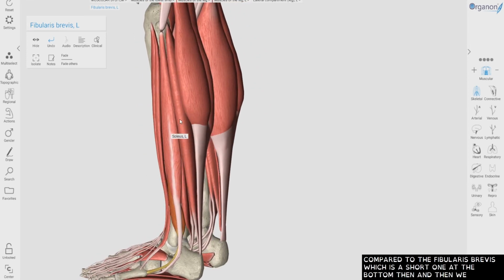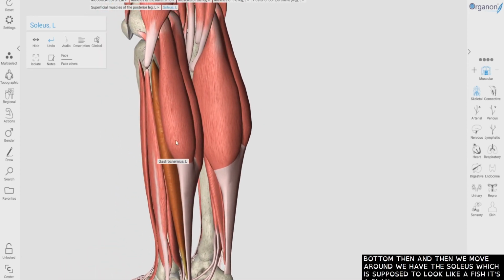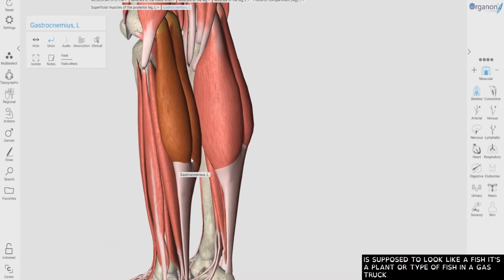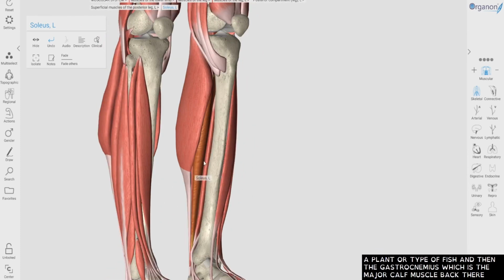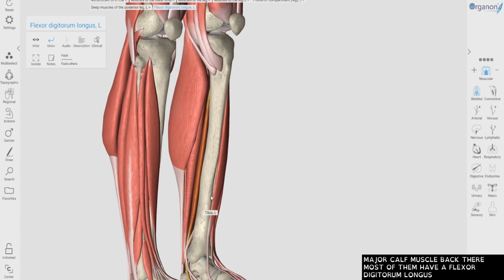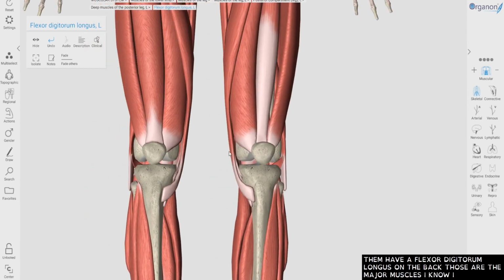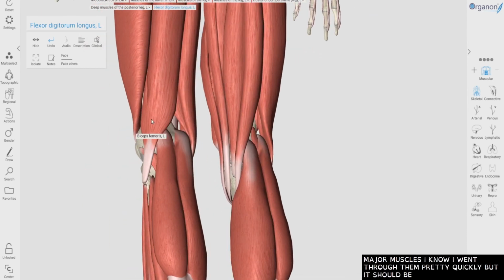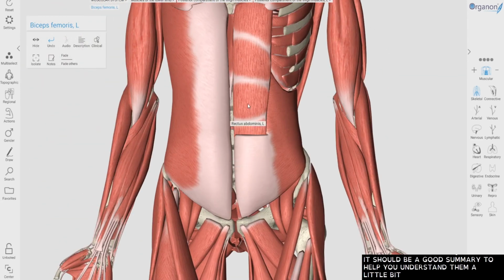And then we move around, we have the soleus, which is supposed to look like a fish. It's a flounder type of fish. And then the gastrocnemius, which is the major calf muscle back there. So that's most of them. Then you also have a flexor digitorum longus on the back side. Those are the major muscles. I know I went through them pretty quickly, but it should be a good summary to help you understand them a little better.